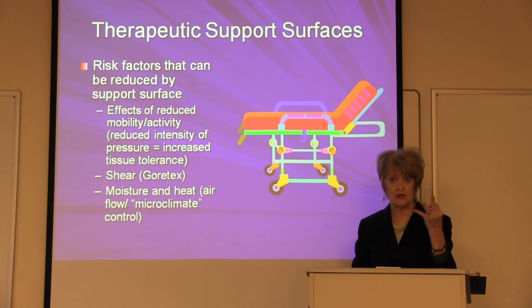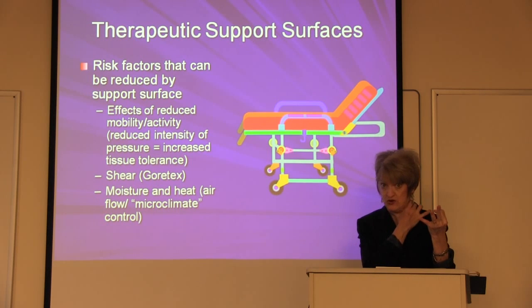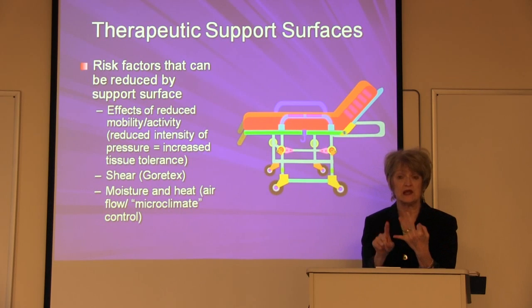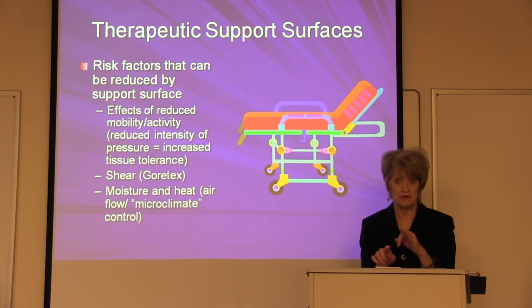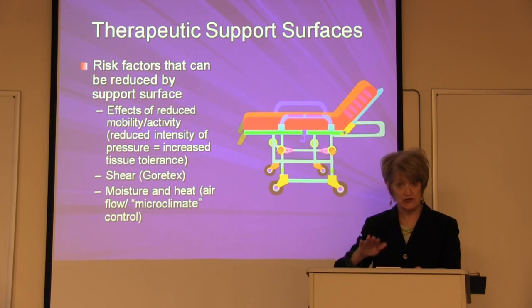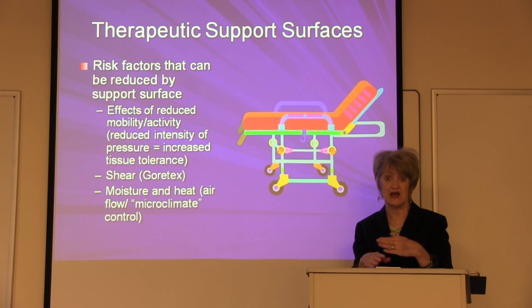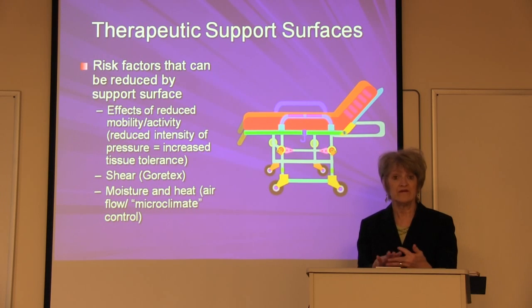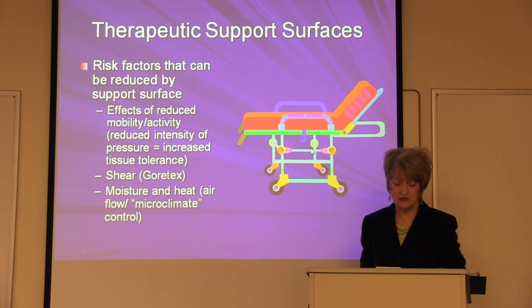So three factors, three very important factors that are addressed by therapeutic support surfaces. The negative effects of immobility by providing even pressure distribution, reducing peak pressures. The impact of friction and shear by providing a very slick surface so that the patient can slide without sustaining tissue trauma. And finally, control of moisture and heat so that you keep the skin cool and dry and you reduce the potential for drag force that is a significant factor in skin breakdown.